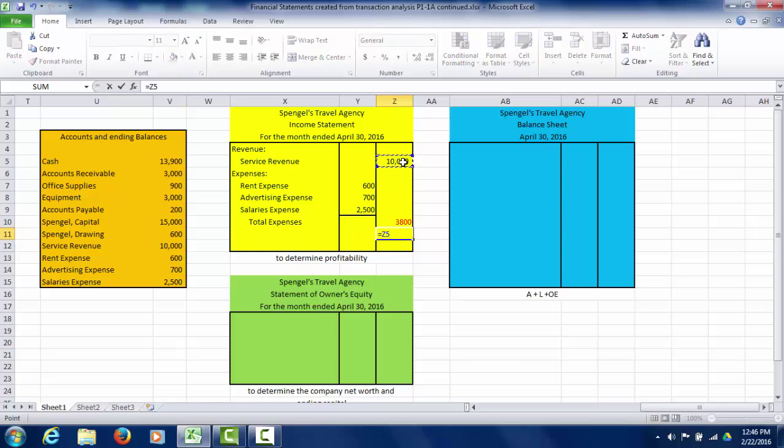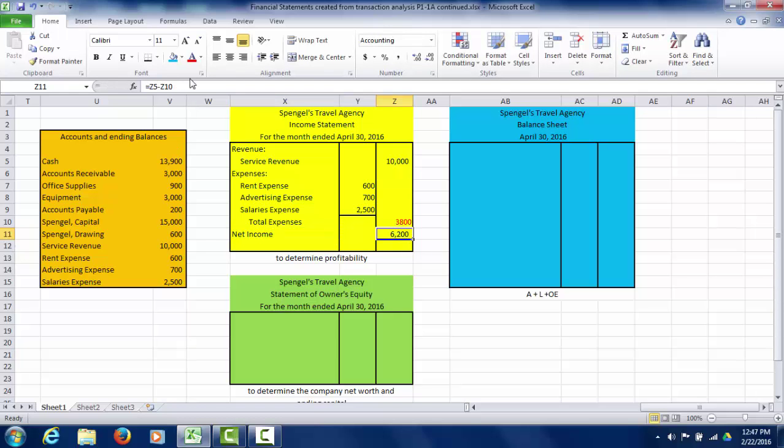And when I do that, the result is $6,200. And now our decision is this a net income or is this a net loss? Well, because our revenue of $10,000 is greater than our expense of $3,800, this is a good thing. This is a good month. And if this is the company's first month, my goodness, what a great month they had coming right out of the chute. So this is a net income.